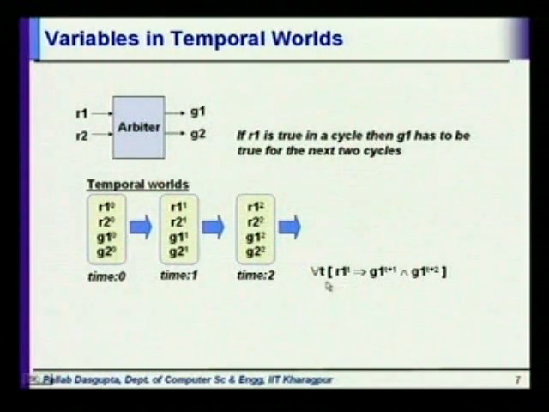We want to prove that for all t, R1t implies G1t plus 1 and G1t plus 2. Okay, that is the property that we want to prove.